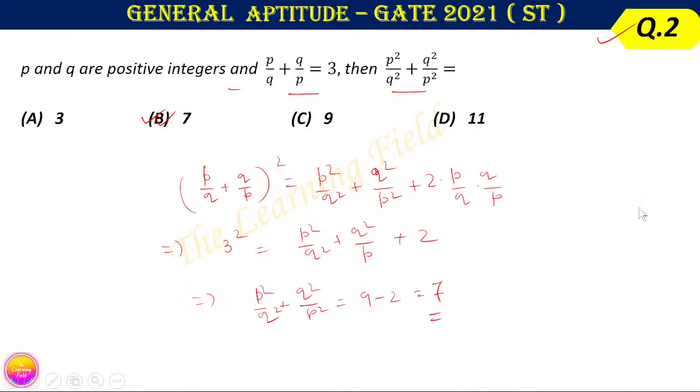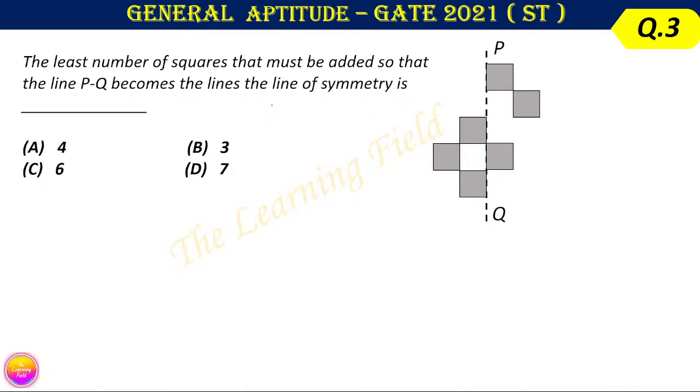Now going to the next question, question number 3. It says that the least number of squares that must be added so that the line PQ becomes the line of symmetry.